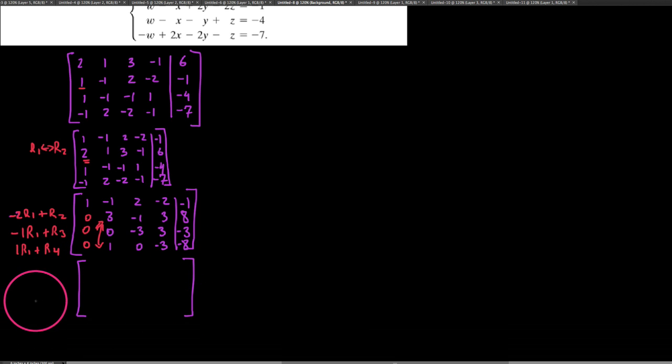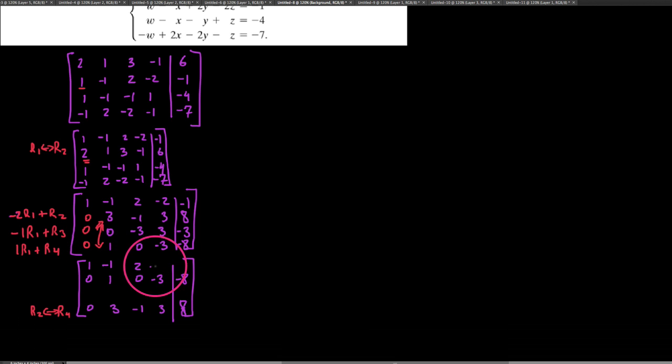So we're going to take row 2 and row 4. I'm just going to write this on the side. Row 2, swap it out with row 4. Let's look at what we have. So row 4 would basically be what row 2 was: 0, 3, -1, 3, and this 8 here. And row 2 would now be 0, 1, 0, -3, -8, and row 1 would be the same: 1, -1, 2, -2, and -1. And then our row 3 still would have been the same: 0, 0, -3, 3, -3.